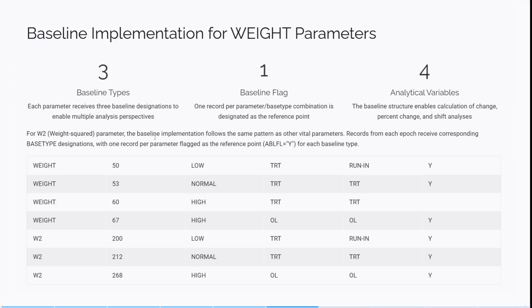So the weight parameters baseline implementation follows the same pattern as other vital parameters. The record from each epoch receives the corresponding base type designation, with one record per parameter flagged as the reference point for each baseline type. So basically what they're saying is that if there are multiple phases for a particular subject for a particular parameter, each will have the analysis baseline flag equal to Y for the baseline value, and there will be the baseline base value and baseline flag, and also the change and percentage change with respect to the particular phase. Okay.